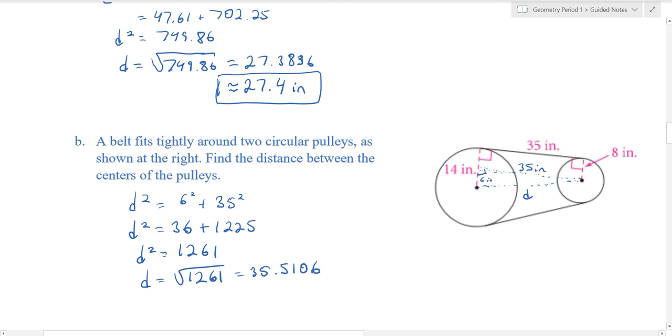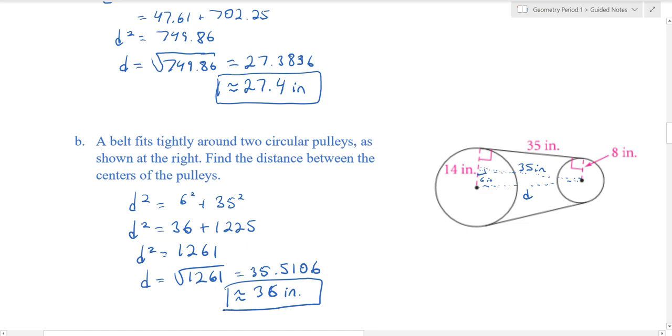So I need to see if I need to round it, and the instructions don't say to round it to anything in particular, but if I look at the information given, all of them are whole numbers. So that means I'm going to round this to the nearest whole number, and 35.5 rounds up to 36, and my units happen to be inches. And here is my answer, 36 inches.